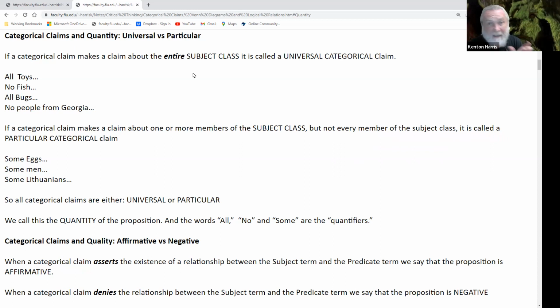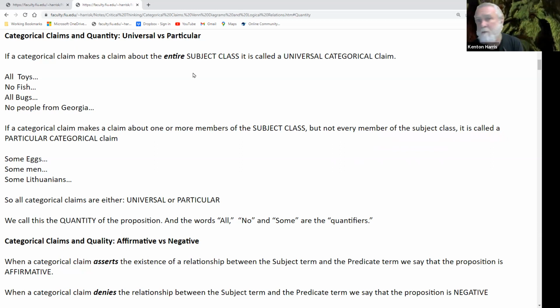Each of those begins to say something that is true of each and every member of the subject class. Hence, a universal claim is making a claim that is categorical without exception to any member of the class. If the categorical claim makes a claim about one or more members of the subject class, but not every member of the subject class, then this is called a particular categorical claim.